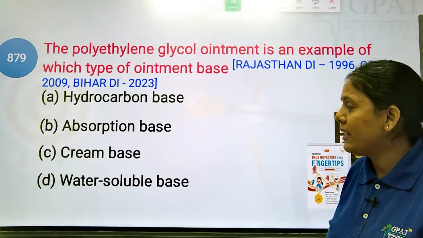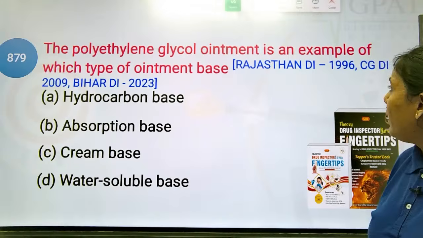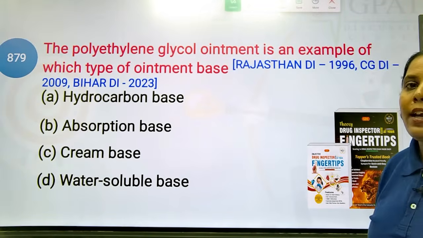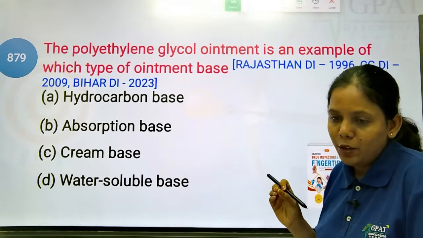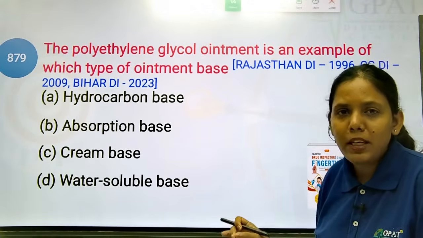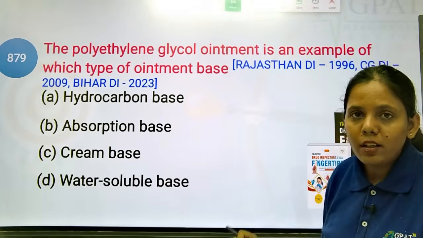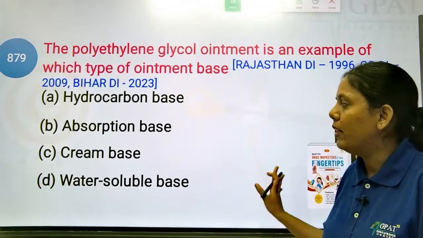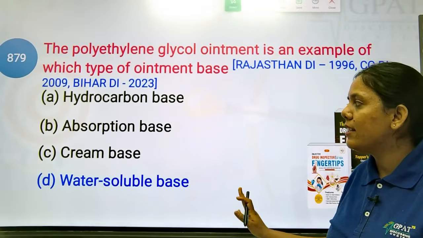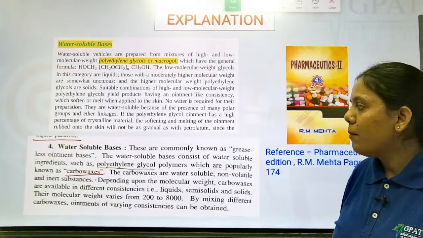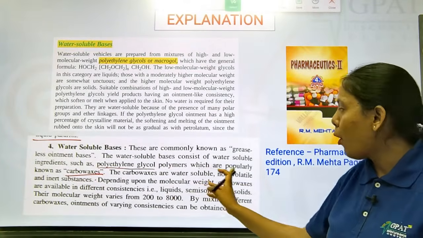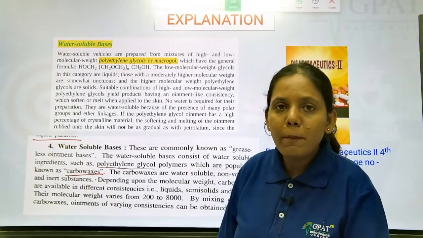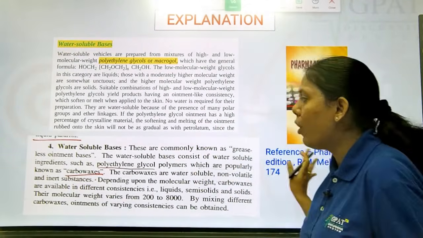Very good. Next is: polyethylene glycol ointment base is an example of which type of ointment? If you have studied, two questions before only we have seen what PEG is. It is a water soluble base. Polyethylene glycols are water soluble. Remember, option D is the right answer. Whenever polyethylene glycol comes, as I told you, it is popularly known as carbowax. But along with carbowax, remember they are also known as macrogols.